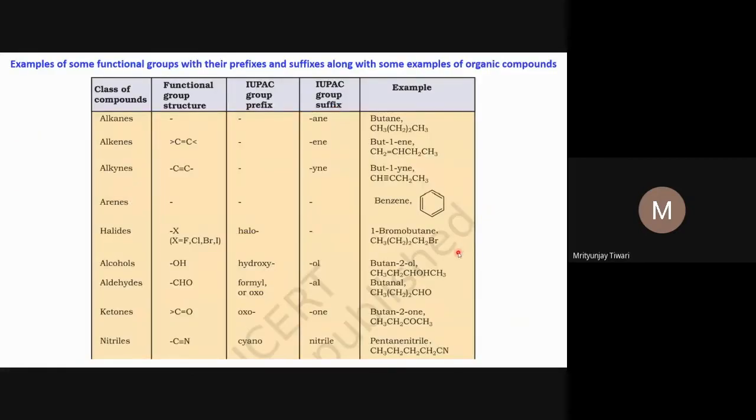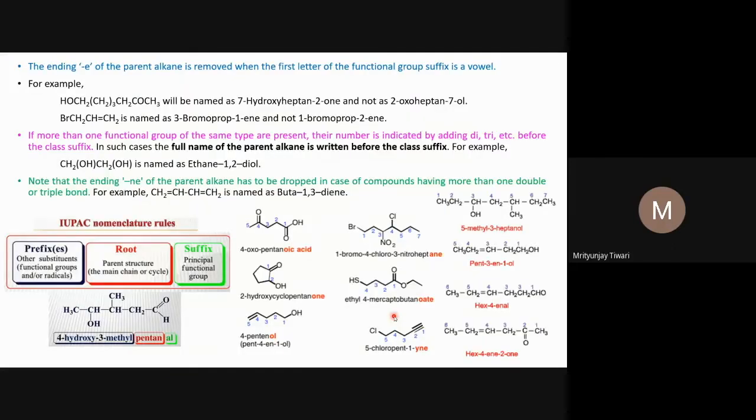In the example you can see here, nitrile doesn't start with a vowel, so we write pentanenitrile. However, if the suffix of the principal functional group starts with a vowel, then the E is removed. For all the cases, we do this. Now let's see some examples.